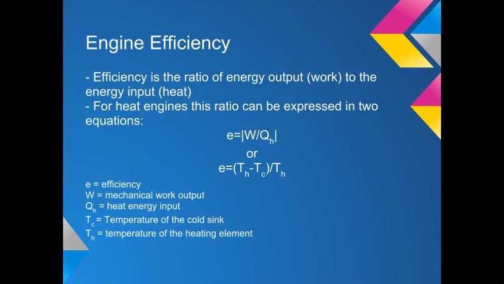The other equation that uses temperature is a bit more complex, as the temperatures described are the temperatures of the cold sink and the heating element of the engine. The equation generally describes that the difference in temperature of the heating element and the cold sink, divided by the temperature of the heating element, is the same ratio as the efficiency of the engine. So it's a bit more complex, but it's still relatively simple. You just got to remember that the temperatures are the temperature of the heating chamber and the temperature of the cold chamber. Alright.